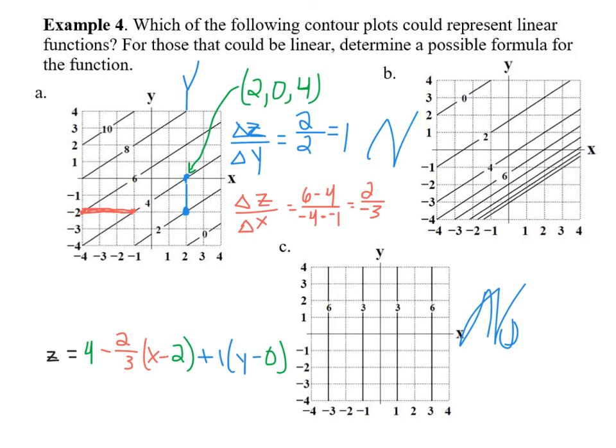And once I know those two, then I just have to find a point. I decided to pick this point here, which is (2, 0, 4), right? 4 being the z value. And there we go. So we have our initial starting z value, and then minus our x part plus our y part there. All right. Well, hopefully you're feeling pretty good about working with these linear functions in 3 space.